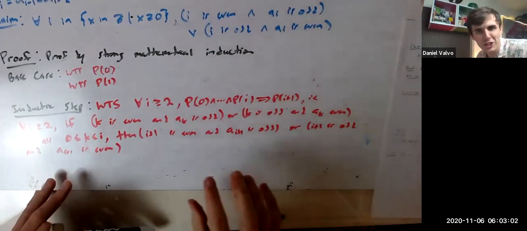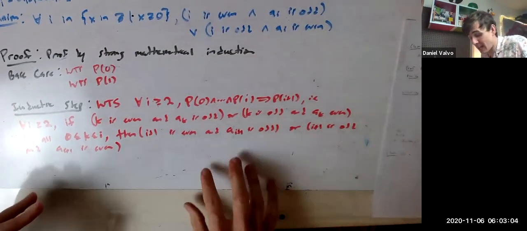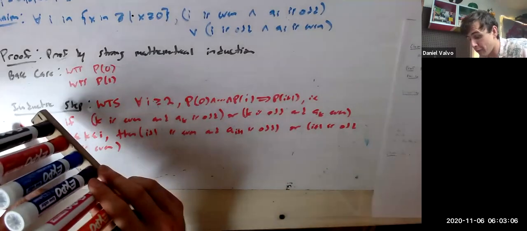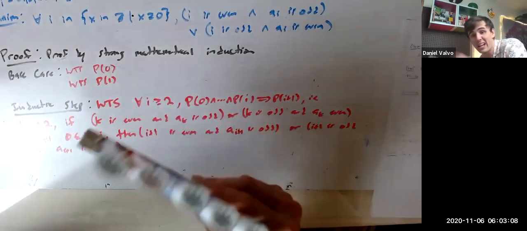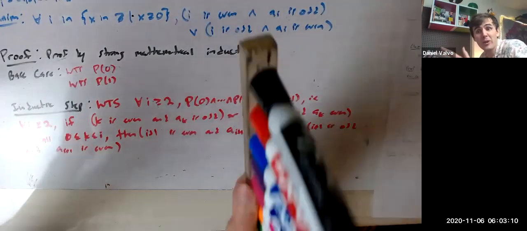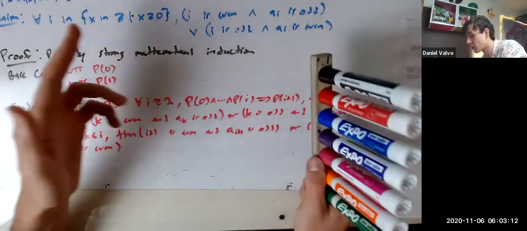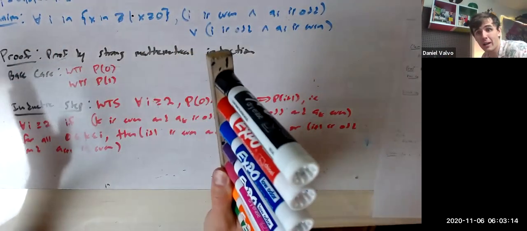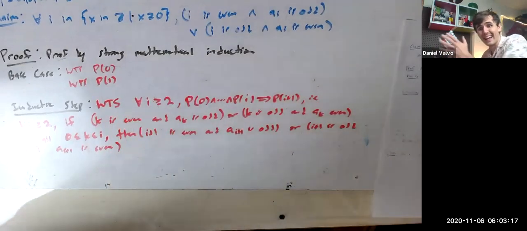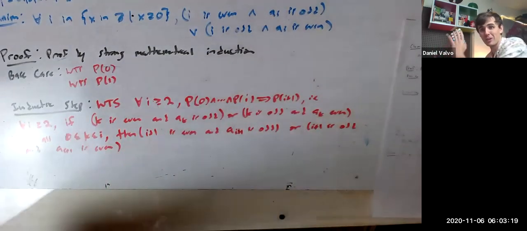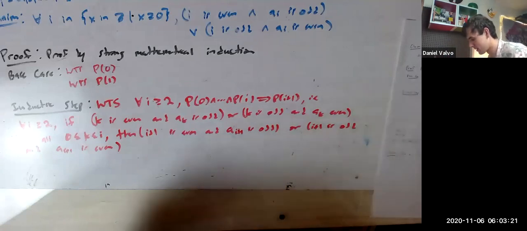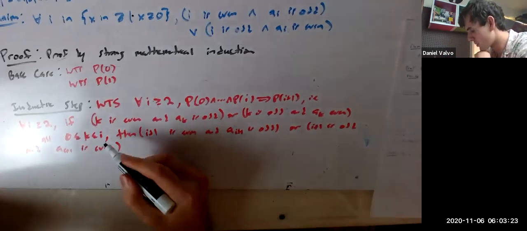This sounds really complicated. Let's just write down the claim. All we're trying to say here is that for any i greater than or equal to 2, if we can show that the claim is true for everything between 0 and i, then it'll be true for i plus 1. That's the induction, because then once you have that, you can prove the next one, the next one, the next one. So here's how we're going to do that.